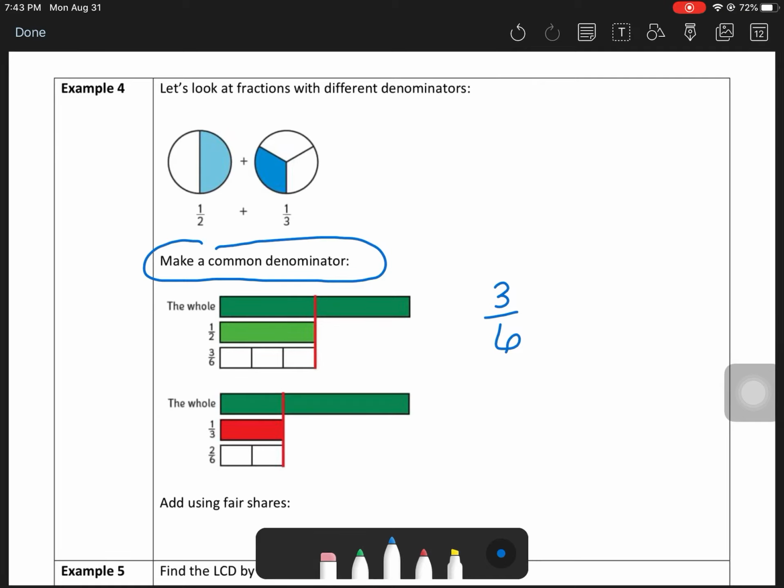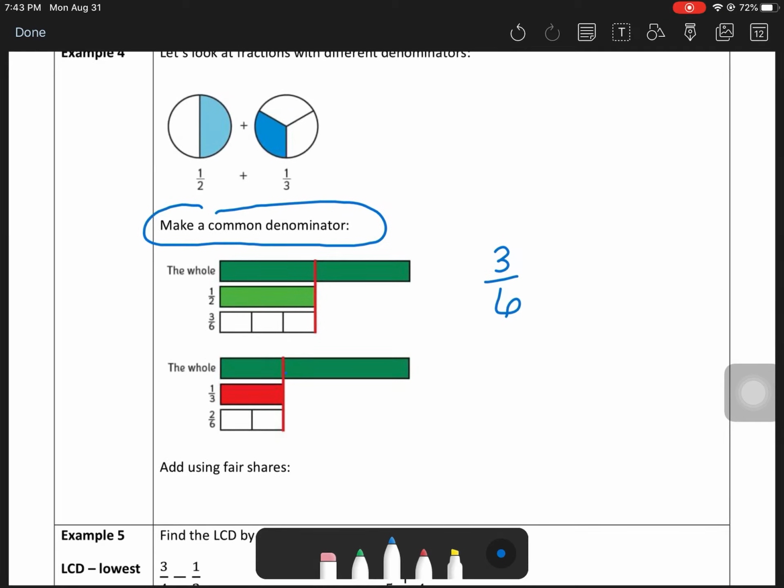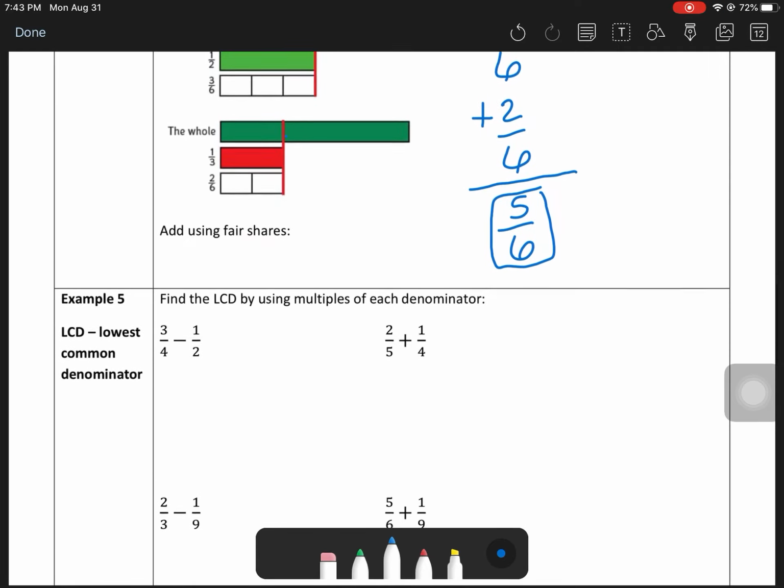And if we have 1/3 of a box or a candy bar, I want to divide that into pieces that are 6. I would have 2/6. Now we have our common denominator, so we can add them together and we would have 5/6. Add the numerators, the denominator stays the same. That's finding the common denominator. In other words, dividing the whole into equal size pieces.